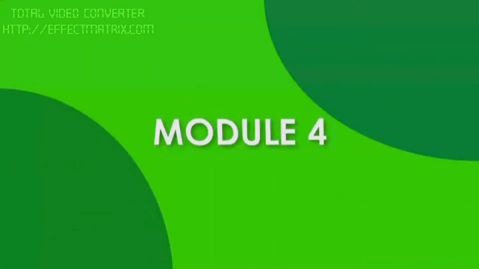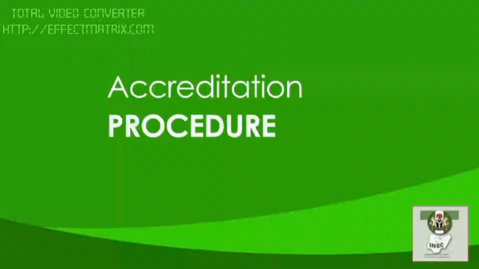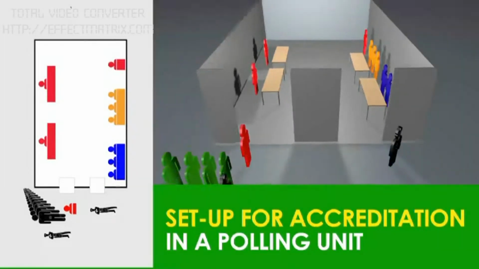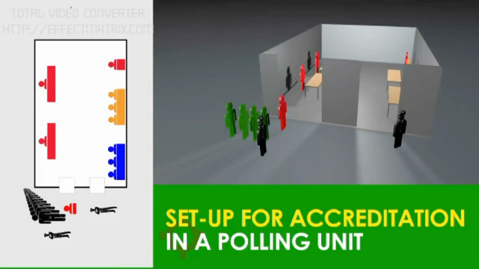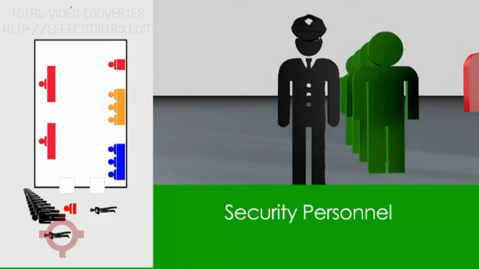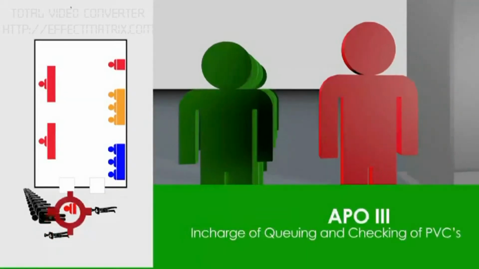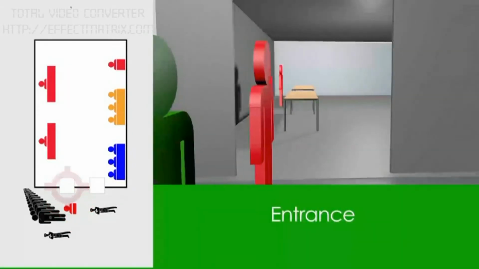Module 4. Accreditation Procedure. This is the layout for accreditation in a standalone polling unit. This is the security personnel to provide security for the polling unit. And this is the APO3 in charge of queuing. Here is the entrance to the polling area or unit.